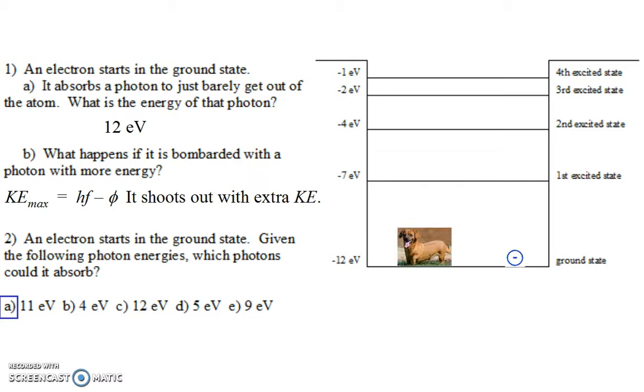Alright, what about 12 electron volts? Will that work? Well, of course it will, right? Because it takes it right to the top. This is where you gave the dog just the right amount of energy to get it to the top of the well with nothing left over. It absolutely can absorb it. It will absorb it.